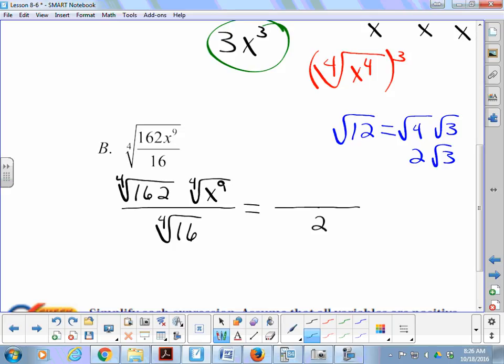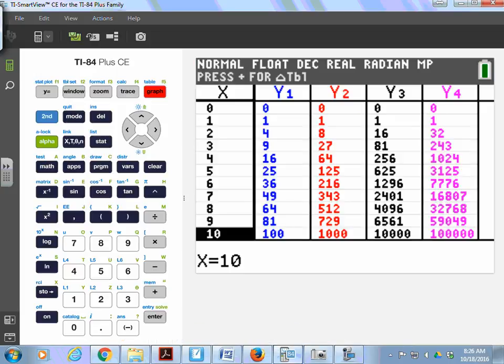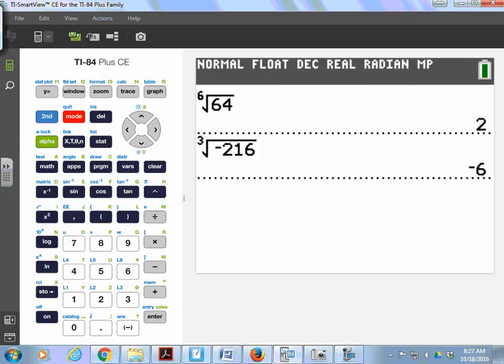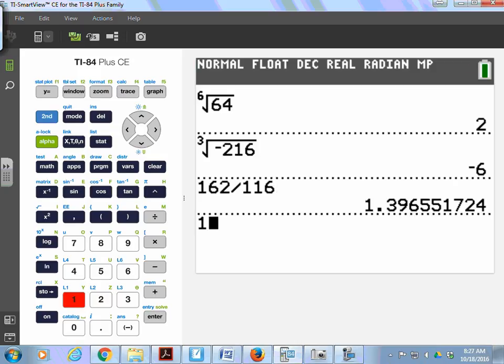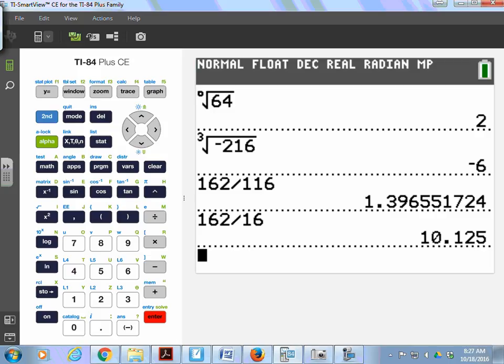So what we need to look at now is, since 162 is not there, we're looking at our y3. So does 1 go in 162? Of course it does. Does 16 go into 162? I'll take my calculator, go back to my home screen. 162 divided by 16. Okay, that's not a whole number. All right, so what's the next number then?